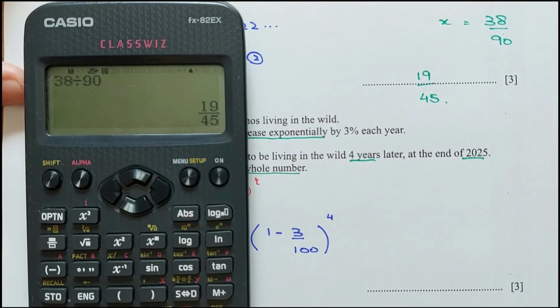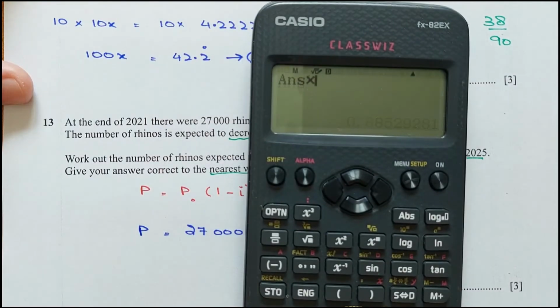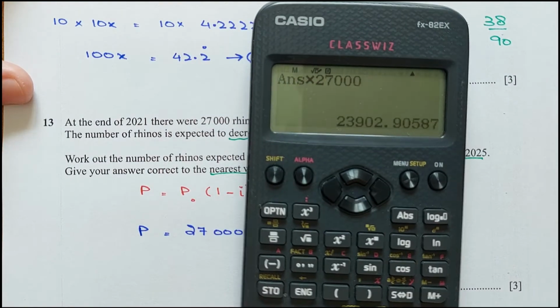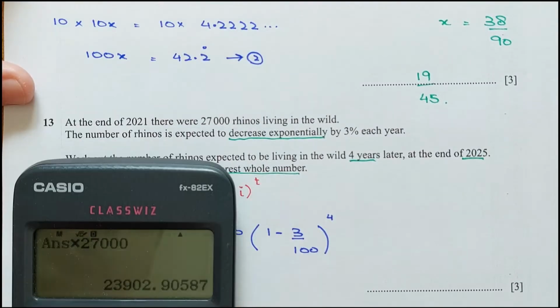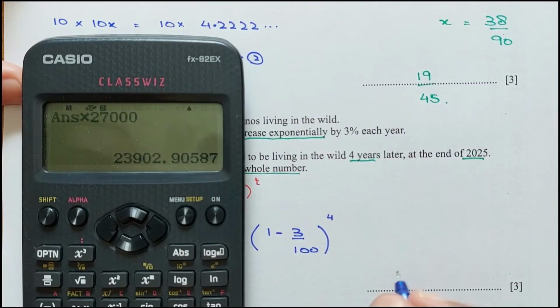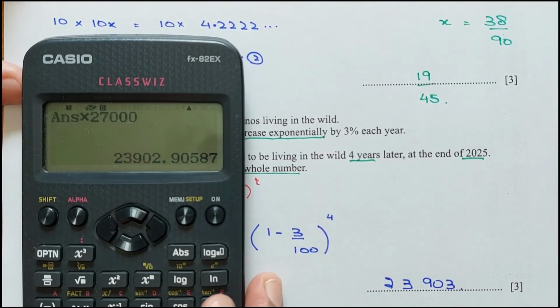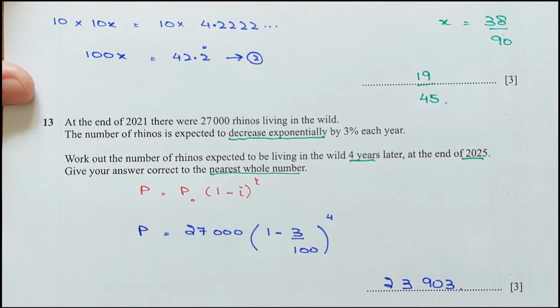Okay, so 3 divided by 100 and 1 subtract the answer. And its exponent is 4 and times by 27,000. This is going to be in whole numbers. We have to give the answer in whole numbers, keep in mind. So this is 23,900 and 902.9. So it is rounded to 903 in terms of whole numbers, 23,903.